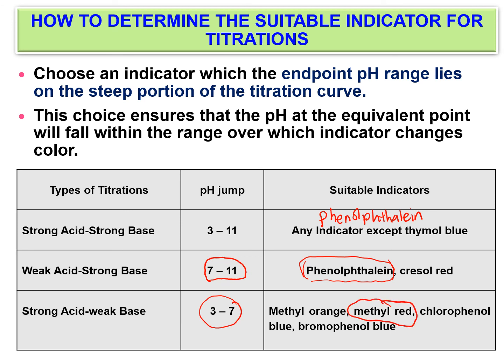Okay, daripada sini dah nampak dah. Dua je yang awak kena hafal. Okay, so strong acid, strong base, phenolphthalein. Weak acid, strong base, phenolphthalein juga. Strong acid, weak base, sama ada awak nak guna methyl red ataupun methyl orange. So these two are suitable for strong acid and weak base.